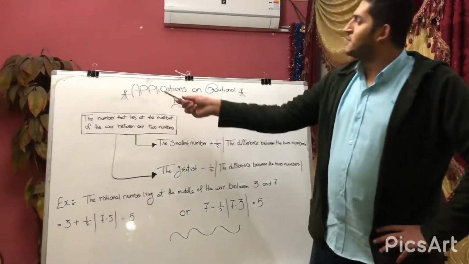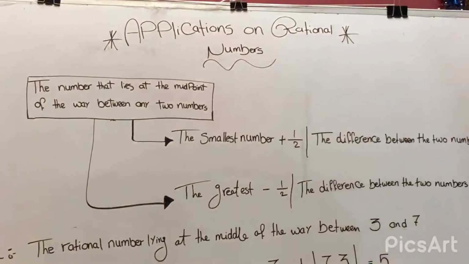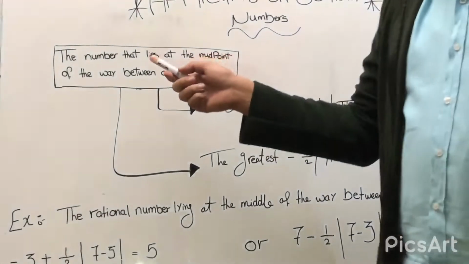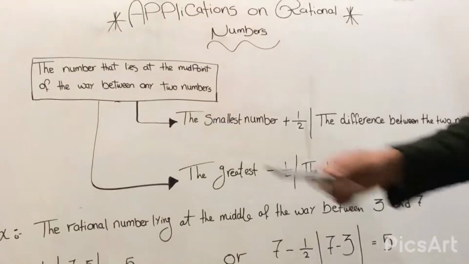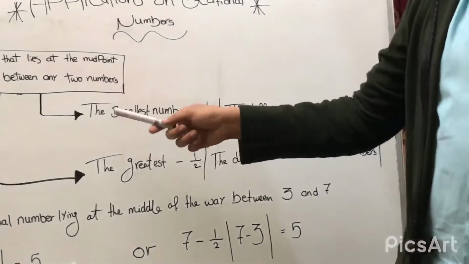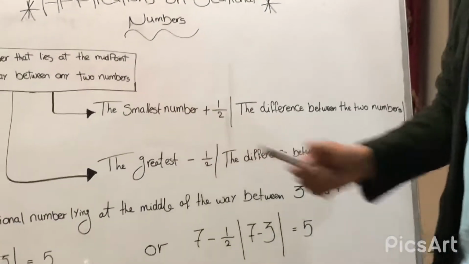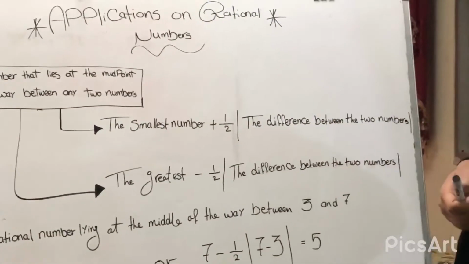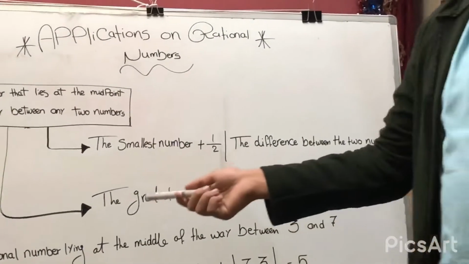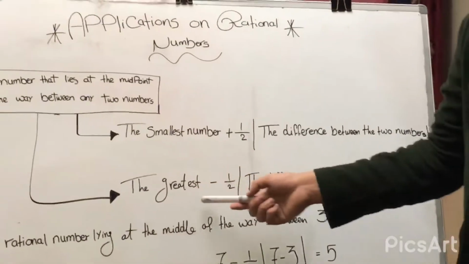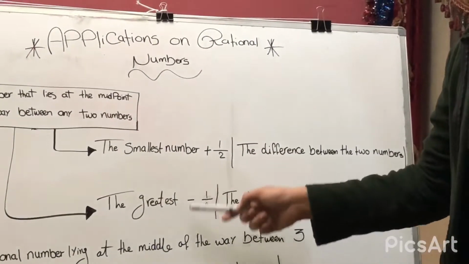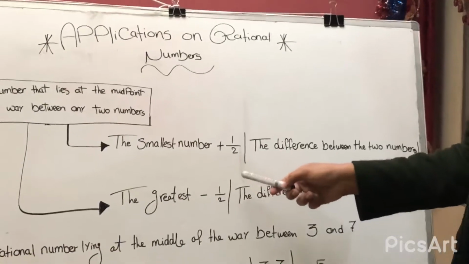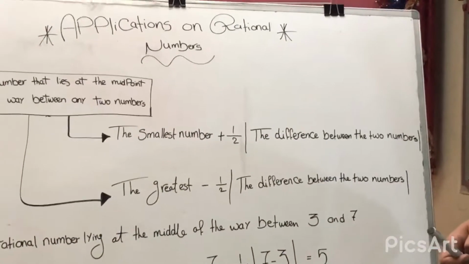Today's lesson is applications on rational numbers. To find the number that lies at the midpoint of the way between any two numbers, we have two rules. The first one: the smallest number plus half the absolute difference between the two numbers. The second one: the greatest number minus half the absolute difference between the two numbers.